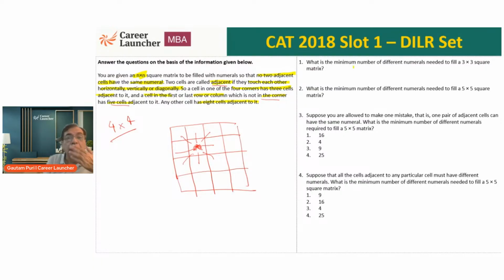Question number 1. Minimum number of different numerals needed to fill a 3 by 3 square matrix. People had given up on this itself. These are minima, maxima. Next question is also minimum number of different numerals needed to fill a 5 by 5 square matrix. Okay. So many students will leave the set unnecessarily because it talked about minimum number and then it is not one particular combination.